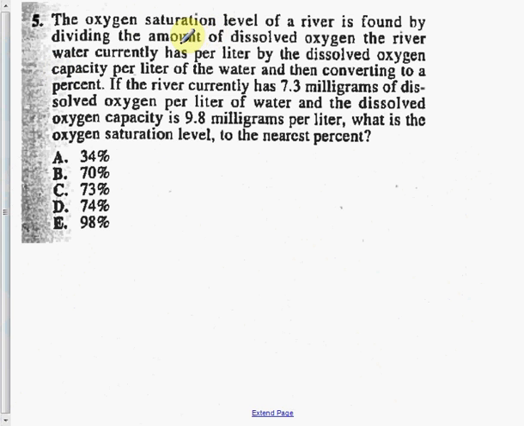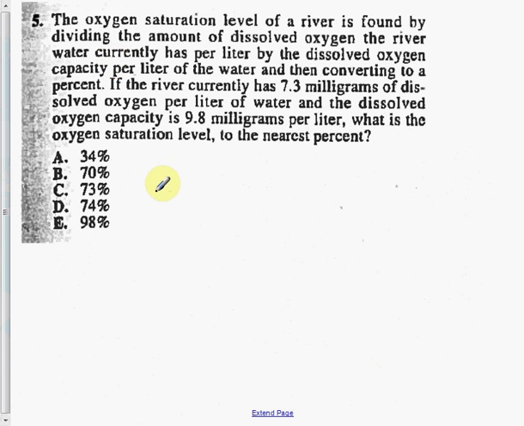The oxygen saturation level of a river is found by dividing the amount of dissolved oxygen the river water currently has per liter by the dissolved oxygen capacity per liter of the water, and then converting to a percent. Let's stop there and just write that out, because they're telling you the formula that you need to be able to calculate with these numbers.